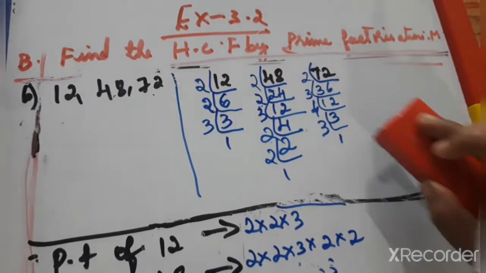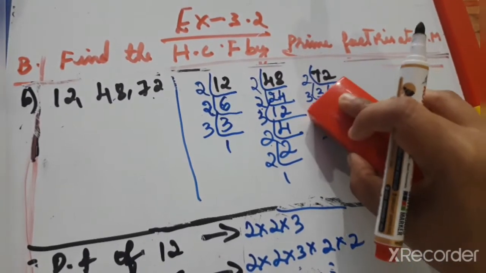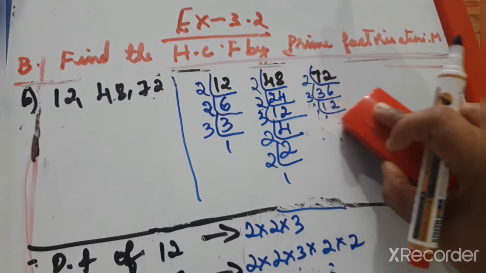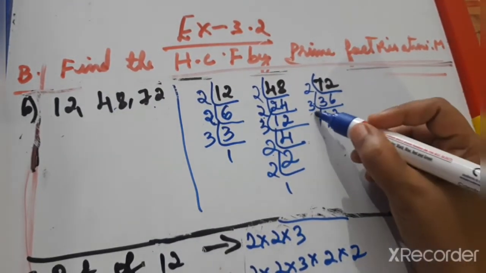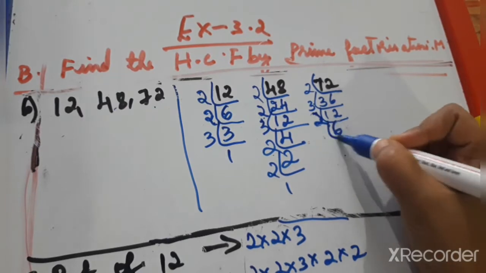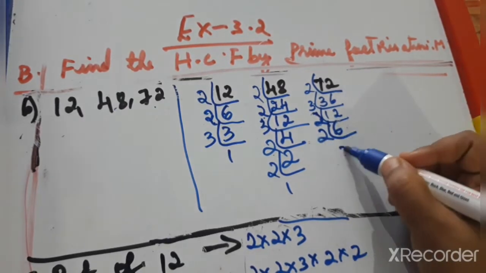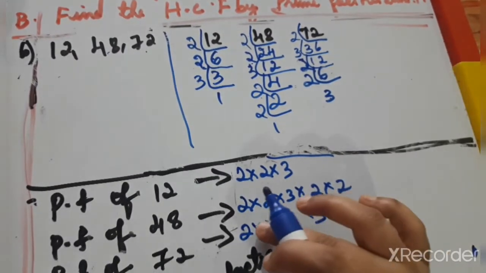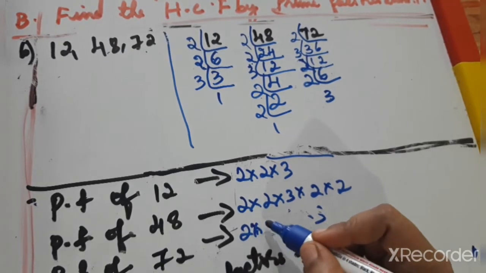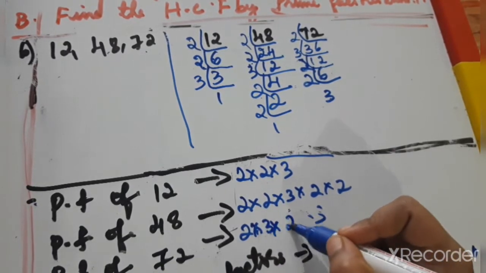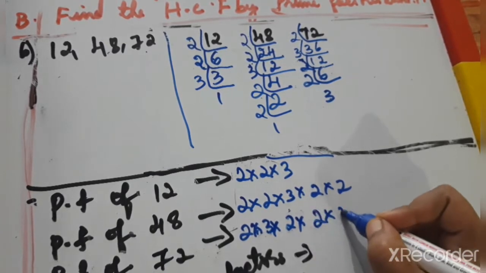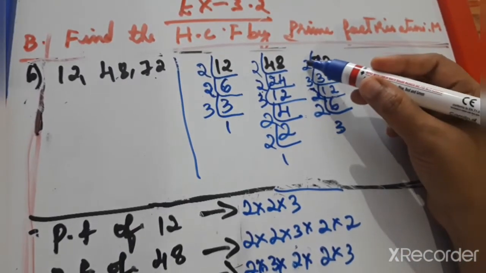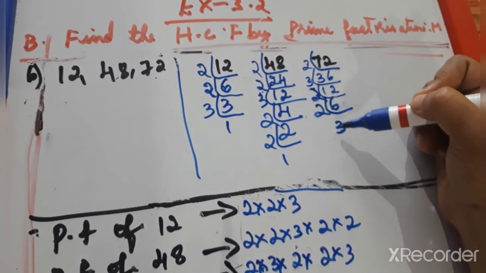Here, sorry children, here I divided with 4. 4 is not a prime number. 4 is a composite number. So we have to try with 2 only. 2 sixes are 12 and 2 threes are 6. So the factors of 72 are 2 into 3 into 2 into 2 into 3. We want only prime numbers outside.